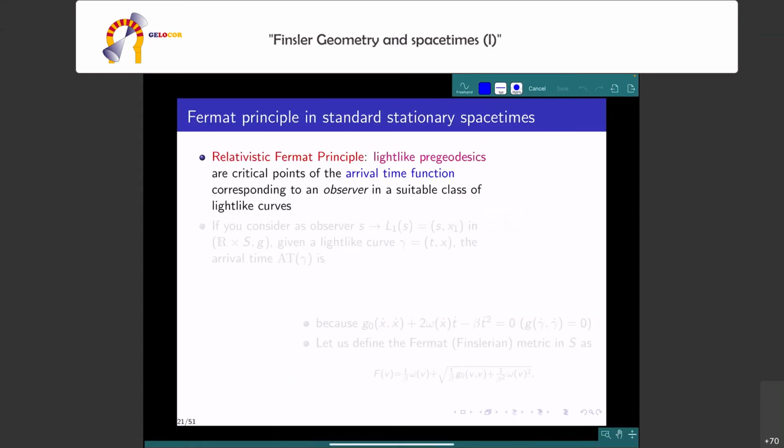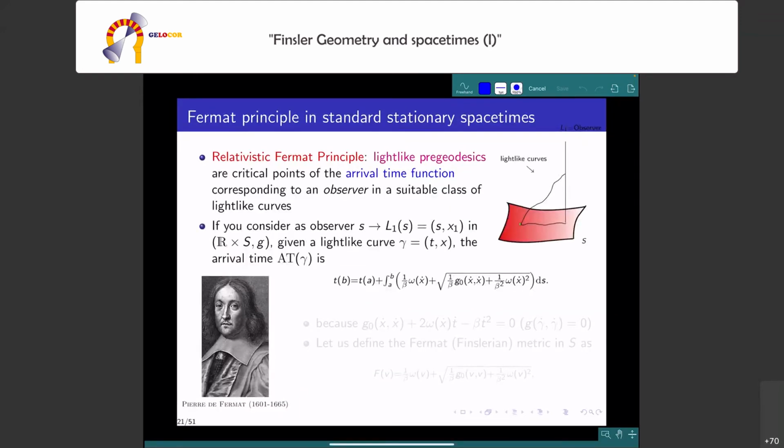So, how do we find the Randers metrics associated with these stationary spacetimes? We have to apply the relativistic Fermat principle. This principle says the following: lightlike geodesics are critical points of the arrival time function corresponding to a certain observer, considering a suitable class of lightlike curves. In this case, we can consider smooth lightlike curves.